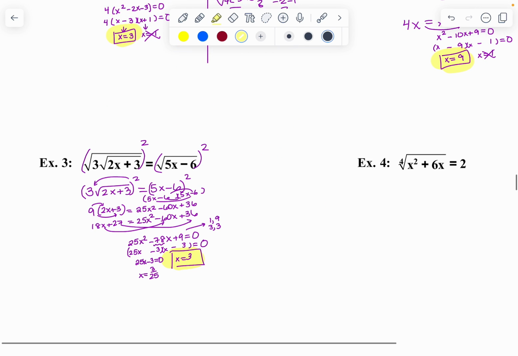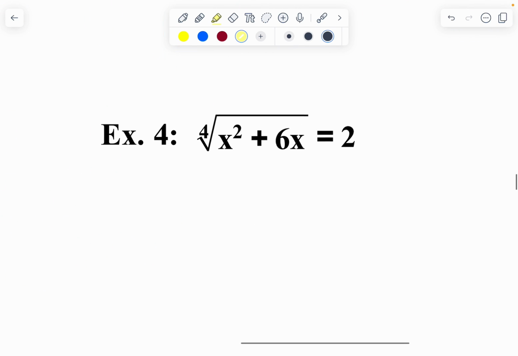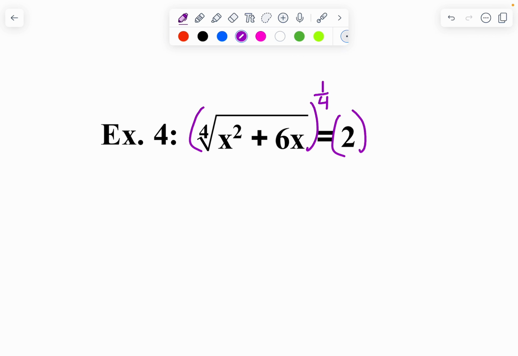All right, now for our next one. Again, my index is going to be even, so I am going to need to check this out. Now, this is to the 4th power. So what I want to do is raise both sides to the 4th power.